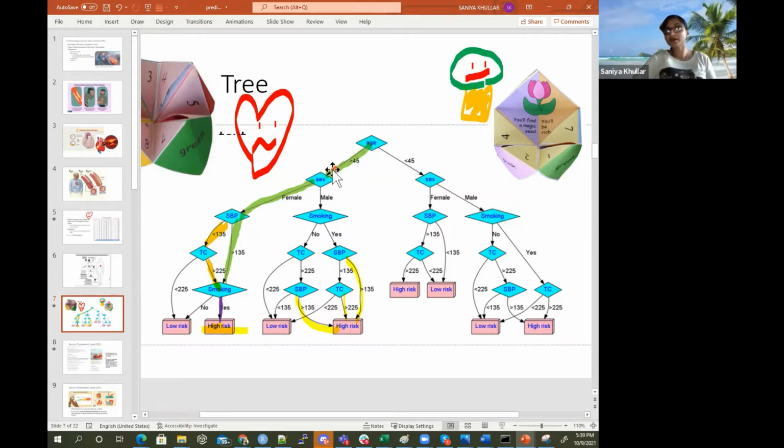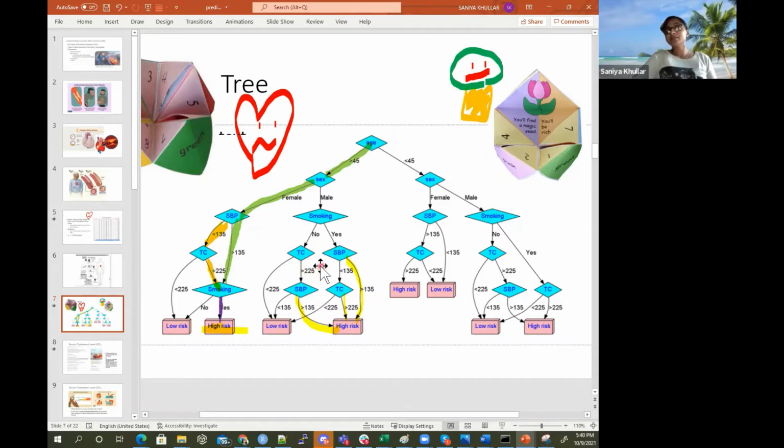So when you're 45 and up, then they'll ask you, okay, so you're a male. Are you a smoker? Yes or no? If you say I'm not a smoker, then they're again going to ask you your total cholesterol. If it's less than 225, you're low risk. But if you say, hey, looks like my cholesterol went up, actually, it's greater than 225.